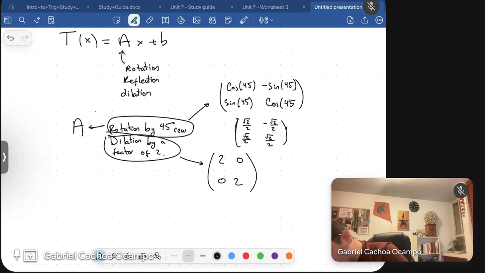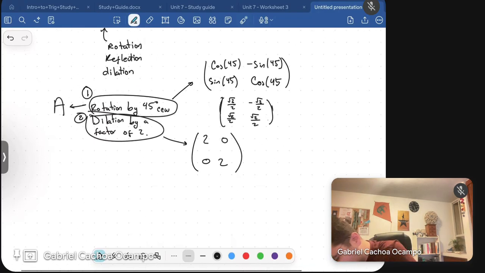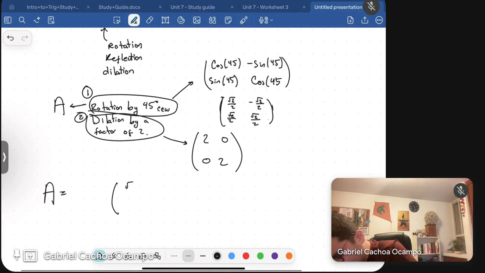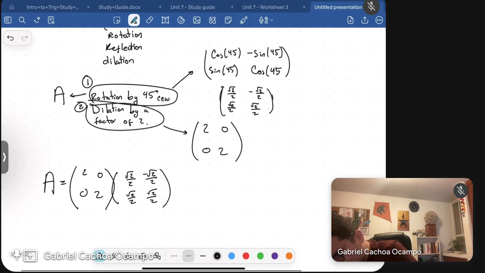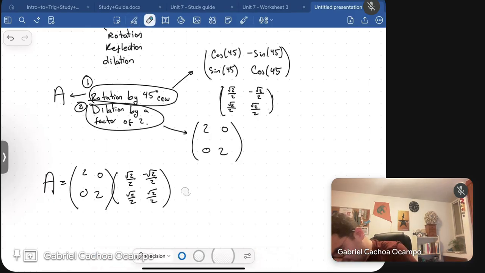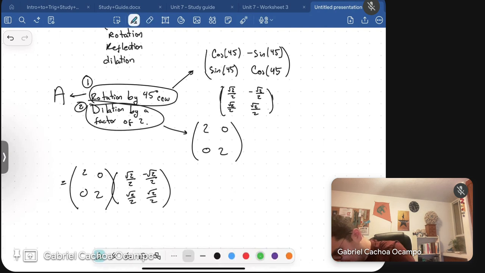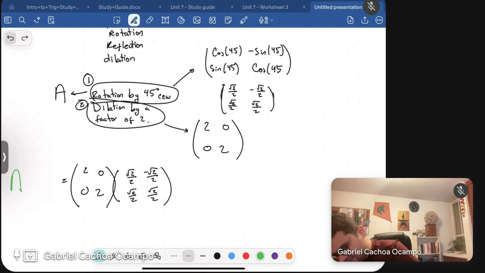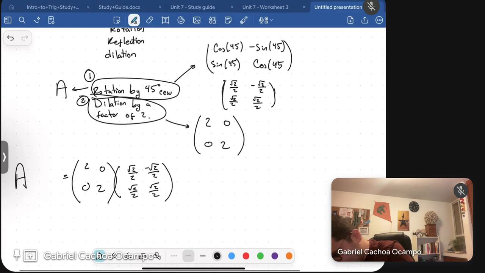So if I want to do this one first and this one second, the transformation A is square root of 2 over 2, square root of 2 over 2, negative square root of 2 over 2, square root of 2 over 2, times 2, 0, 0, 2. Let me put it like this, A x y.